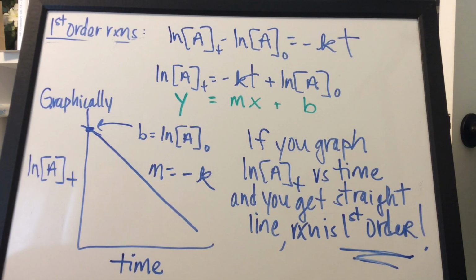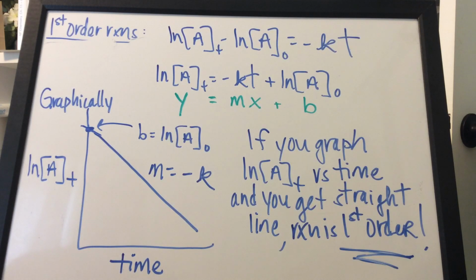So if I had some data, which we're going to do later on Excel, and I made a graph of the natural log of A at time t versus time, and I got a straight line, I'd be able to conclude that my reaction was first order. If I graphed the natural log of A versus time and did not get a straight line, then all I can conclude is that my reaction is not first order. Okay, so this is kind of helpful to us in determining graphically if a reaction is first order or is not first order.